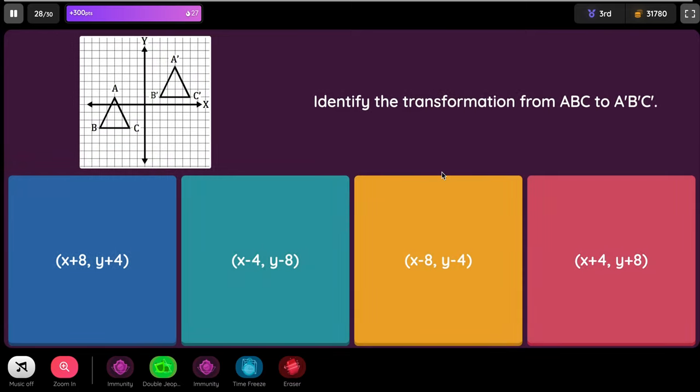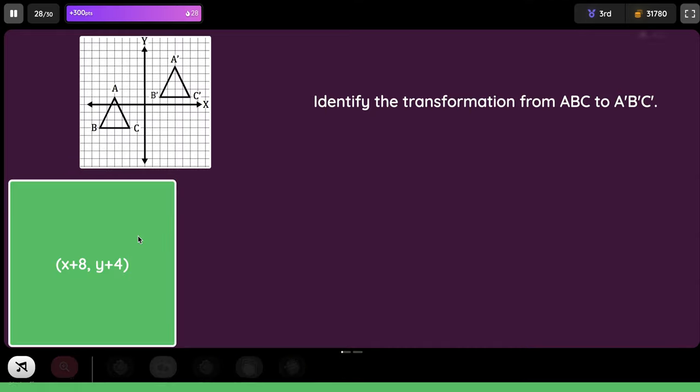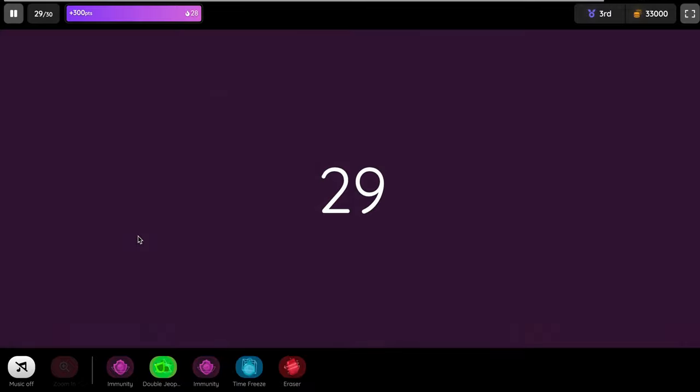Identify the transformation from A, B, C to A prime, B prime, C prime. So I will choose point A for this. You can choose B or C if you like. So let's see. We will go 1, 2, 3, 4, 5, 6, 7, 8 units to the right. Please be careful while doing this because you don't want to choose A and then go to B prime. If you choose A, you have to go to A prime. You have to go to its prime, not any other letter's prime. So 8 units right would be X plus 8, and then 1, 2, 3, 4 units up, which is Y plus 4. So this one. Also be careful, as I said before, with the X and the Y's, because you don't want to mix the coordinates up.